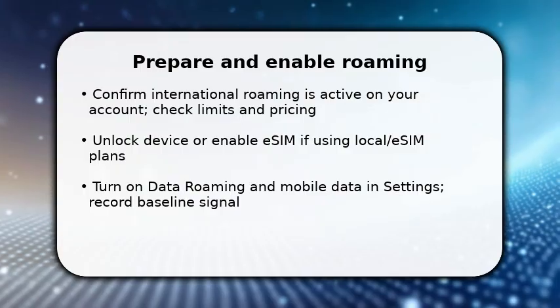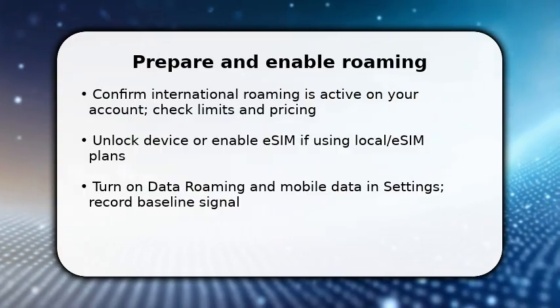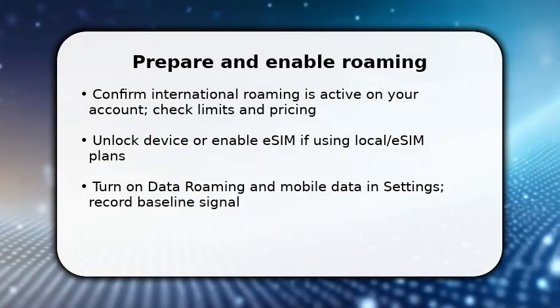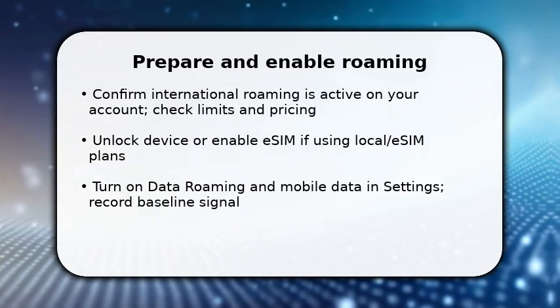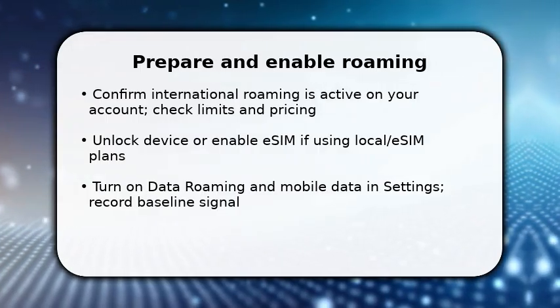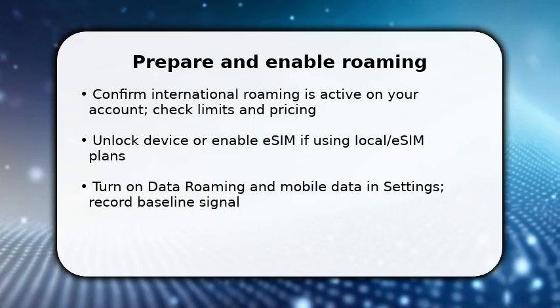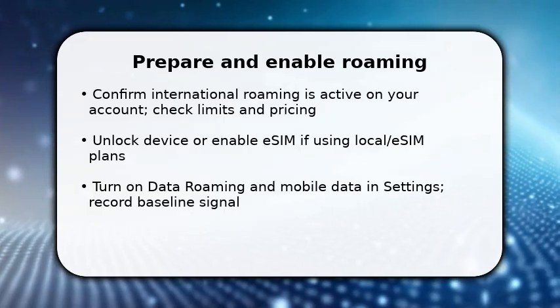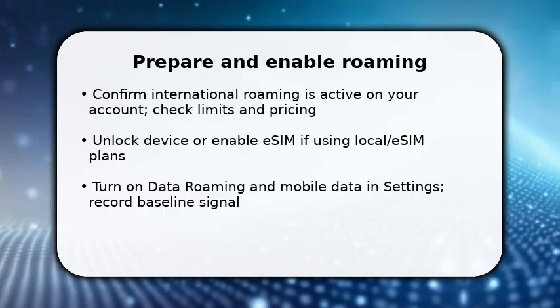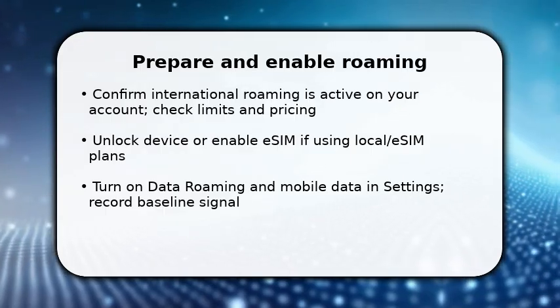You start by confirming your carrier's roaming plan and ensuring your device is unlocked or supports eSIM. Once done, enable mobile data and data roaming in settings so the phone can join foreign networks. Make sure you've noted coverage zones and per MB or daily costs to avoid surprises.